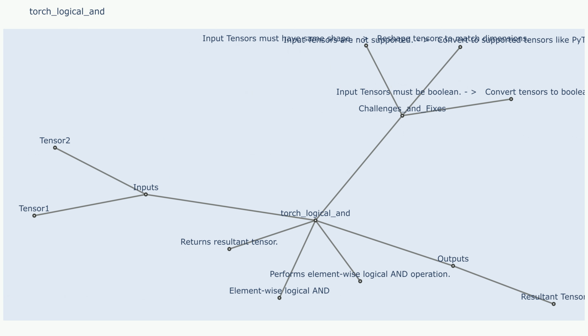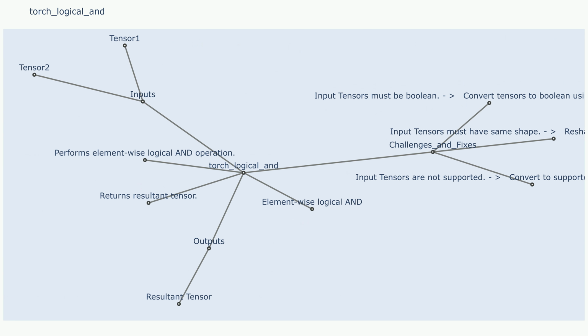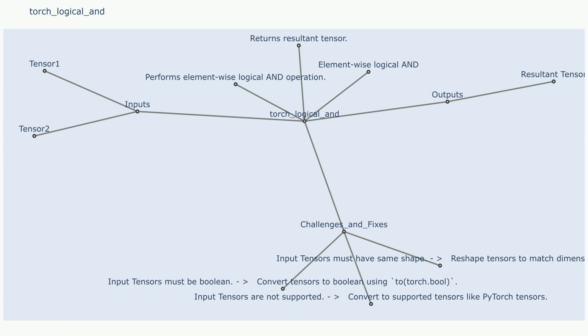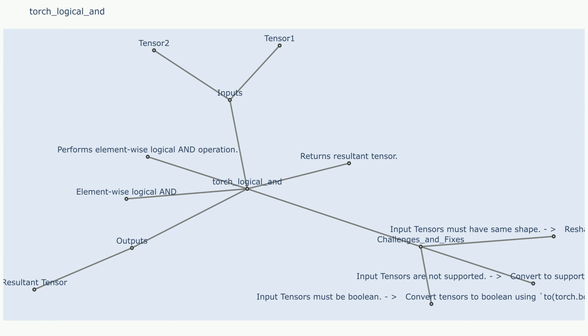Steps. Step 1: the function iterates over each element in the input 1 and input 2 tensors. Step 2: for each corresponding pair of elements in input 1 and input 2, it performs the logical and operation. If both elements are true, the output element is set to true. Otherwise, it is set to false.